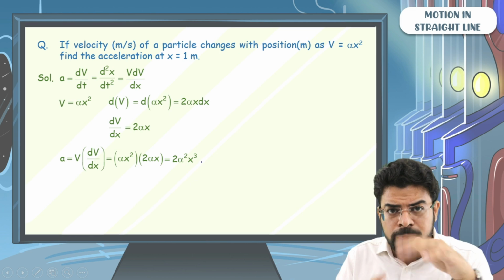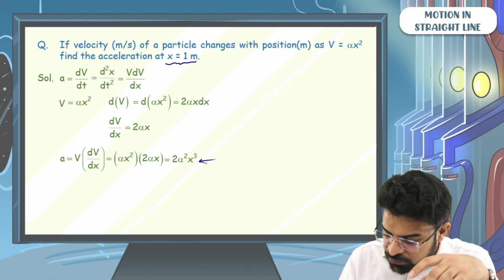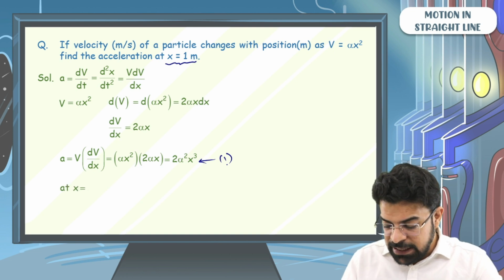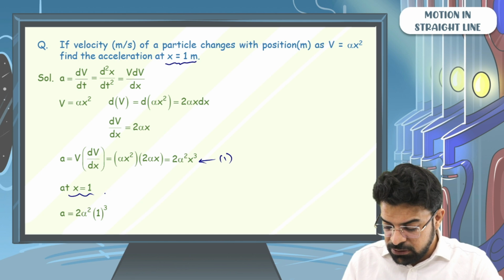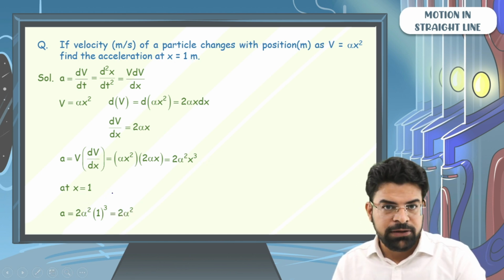Now as per the problem statement, I need to find the acceleration at x equals 1. Now in place of x, substitute 1. So we get that at x equals 1, acceleration equals 2 alpha square into 1 cube, which is nothing but 2 alpha square.